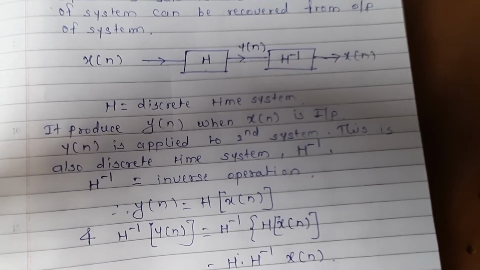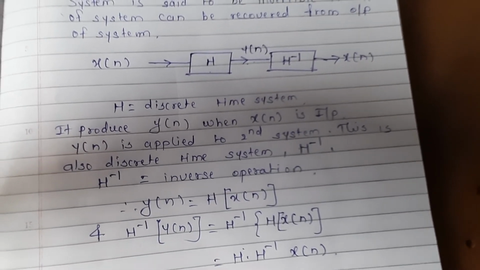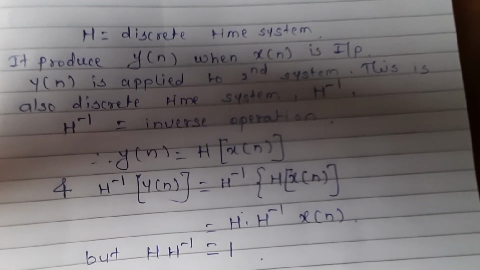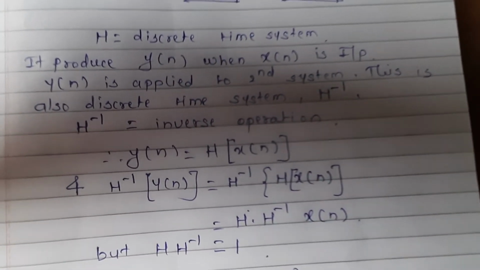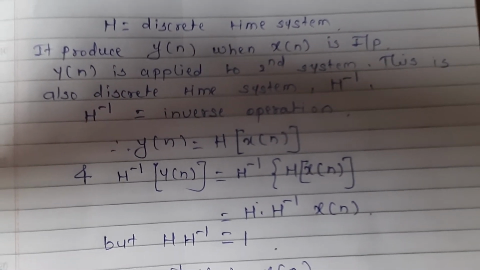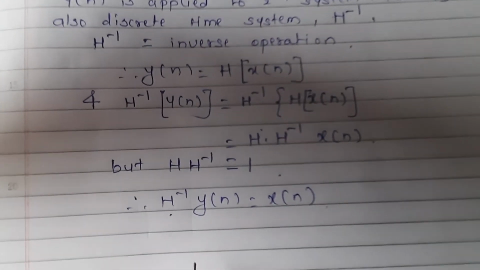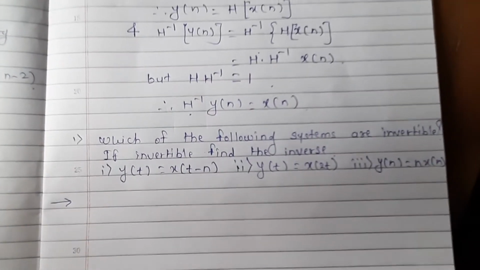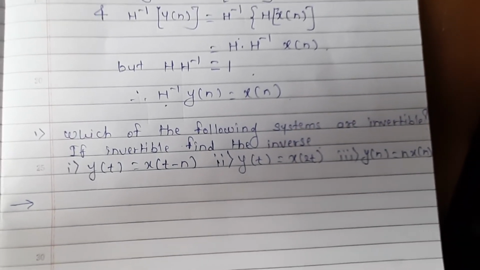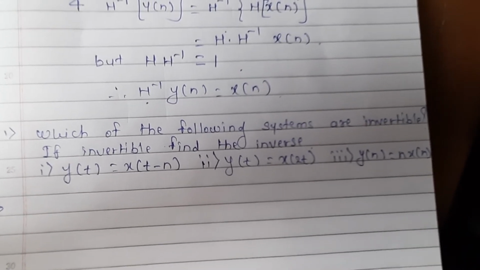So h inverse of y of n is equal to x of n. So here h inverse, h raised to minus 1, is the inverse operator, and it is associated with what is called an inverse system. So we see the problem related to this. Which of the following systems are invertible, and if invertible, then find the inverse.